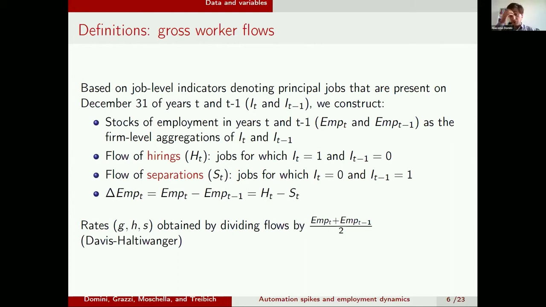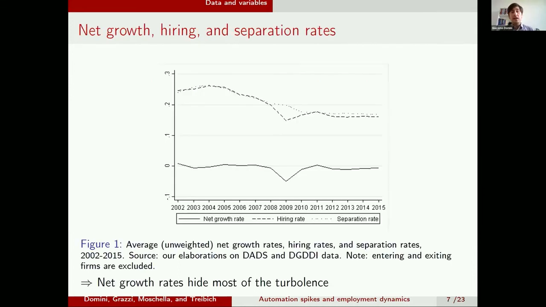And we can, of course, calculate rates relative to these flows by dividing flows, à la Davis and Haltiwanger, by the average employment over two years. Why is it important to look at gross worker flows? Well, because as you can see from this graph, modest dynamics in terms of net growth can actually conceal large dynamics in terms of gross flows. This evidence shows that while the average net growth of French manufacturing firms was around 0, on average hiring and separations were equal to 20%. So there is a large turbulence that is concealed by net growth rates.